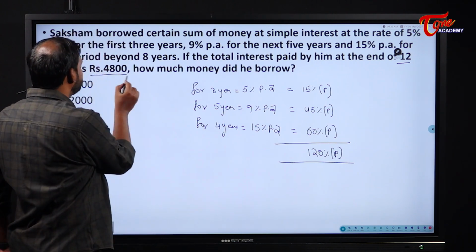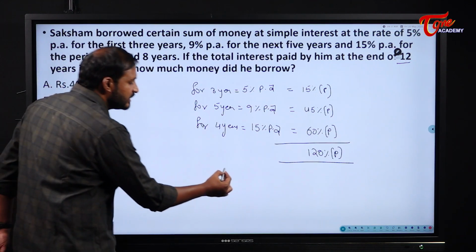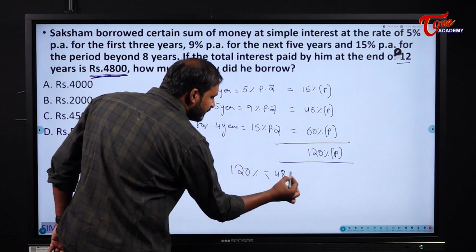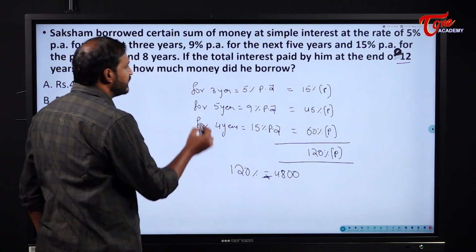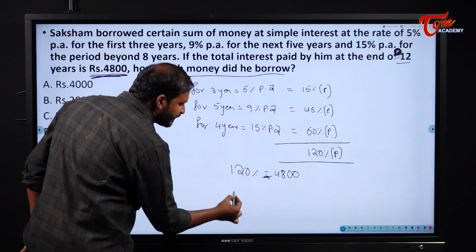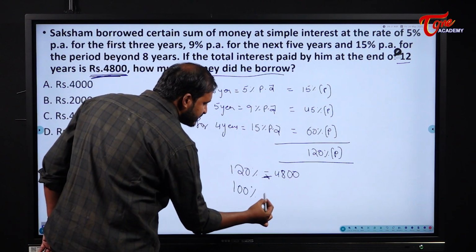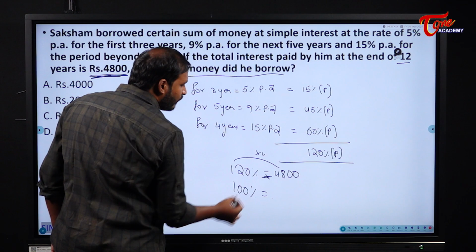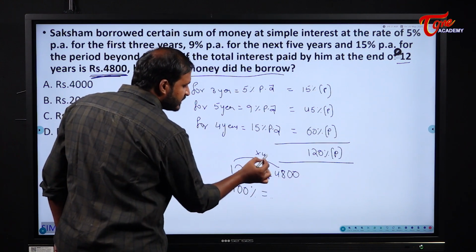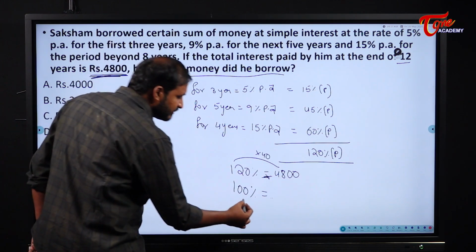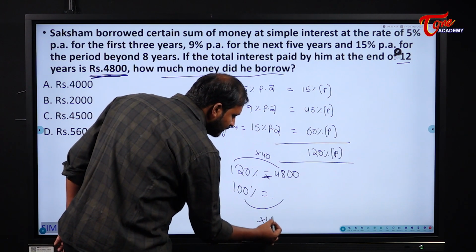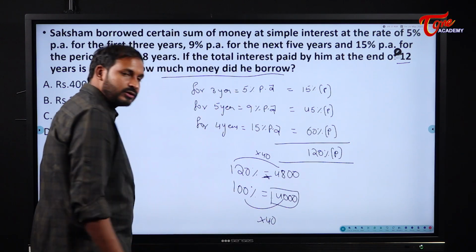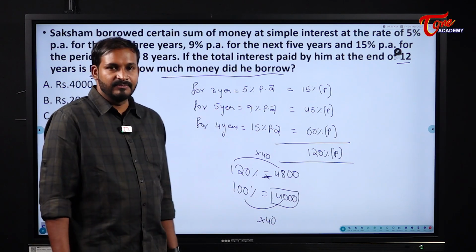Given how much interest he is paying? 4,800. That means 120% is equal to 4,800. And they are asking how much he borrowed, which means principal. Principal or 100% of principal, both are the same, right? So 12 4s are 48 and there is a 0 and 0. Similarly here also multiply it with 40. What does it become? 4,000. Understood? Very simple.